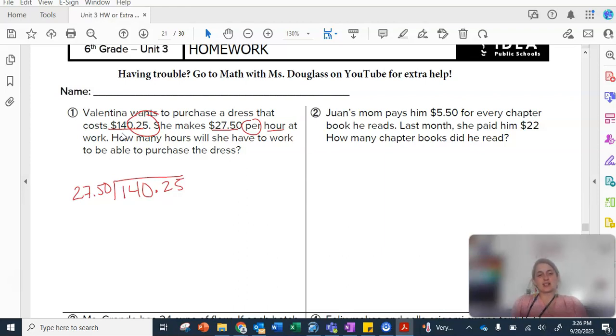Except that I'm not allowed to have a decimal right here. So I'm going to multiply times 10 times 100 and do the same thing inside times 10 times 100. So I now have the disgusting looking problem. Oh boy, that's going to be a lot. Of 14,025 divided by 2,750.